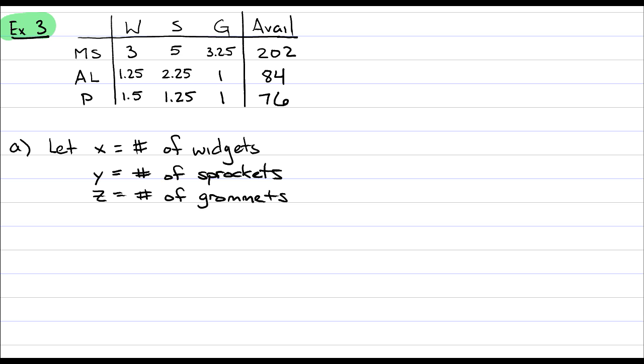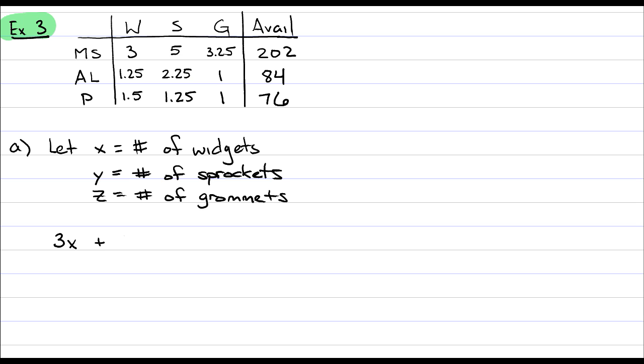Okay, but now that I have my variables, I need to start setting up equations. I know that I want to use up all of the machine shop hours available to me. So the total number of machine shop hours used would look like this. Each widget produced requires 3 machine shop hours. So 3 times x is going to give me the total number of machine shop hours used just to produce widgets.